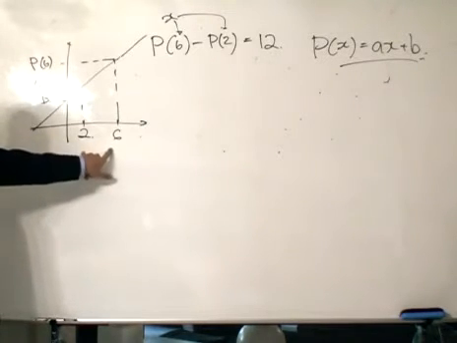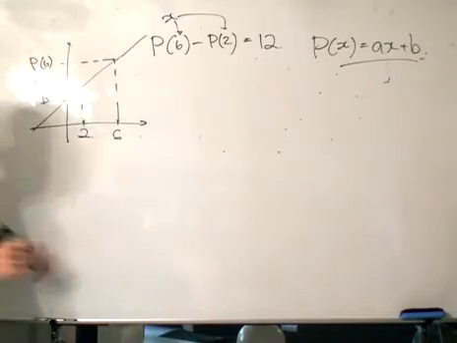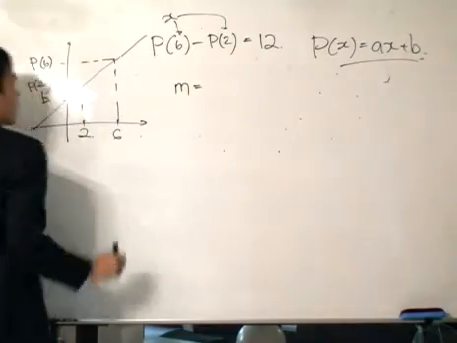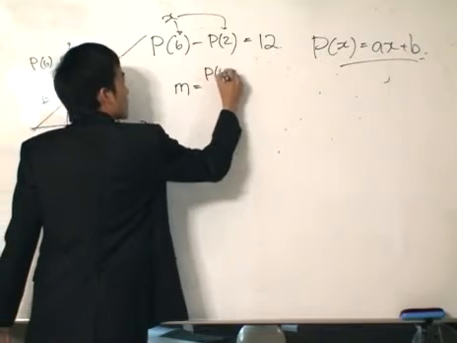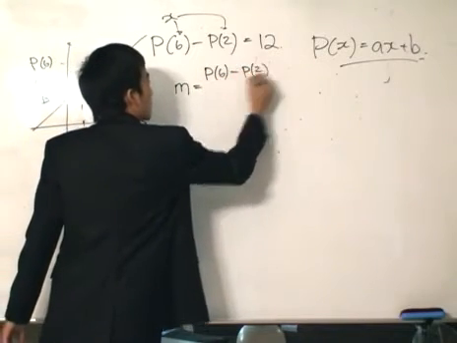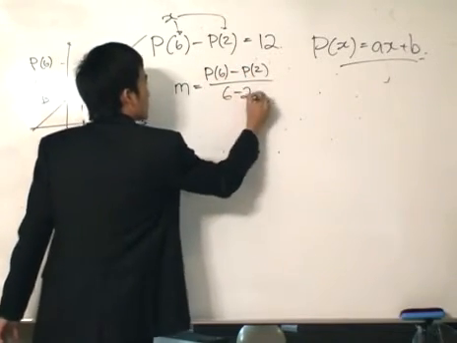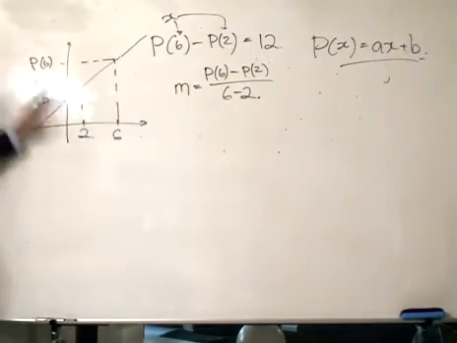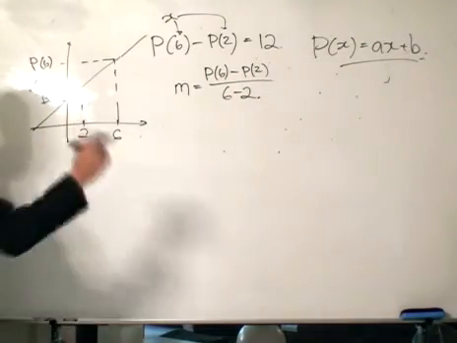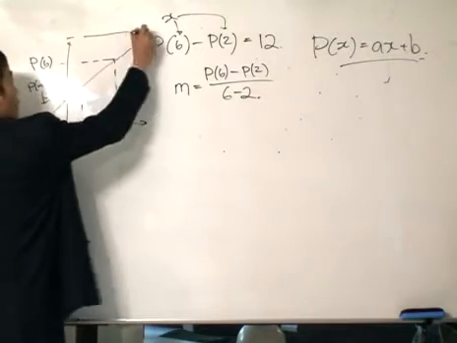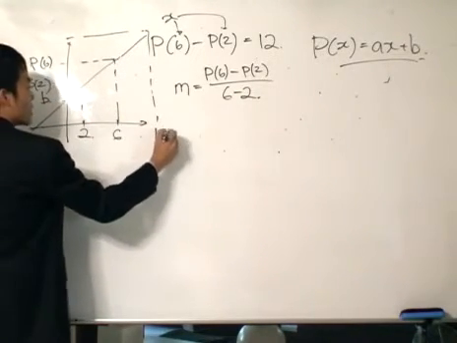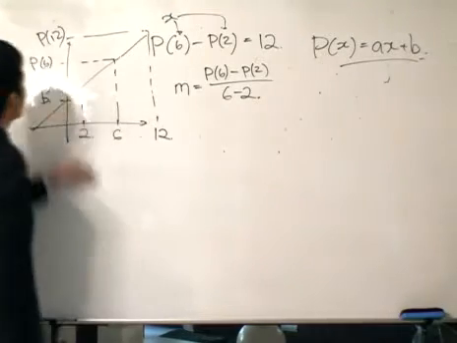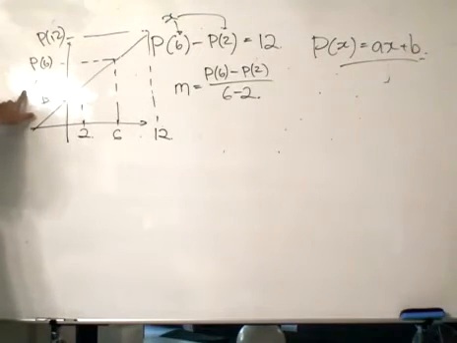If that is a straight line, the gradient would be this subtract by this, divided by this subtract by this. Let's call it m, and we would write P(6) take away P(2) divided by 6 take away 2. So we are simply finding the gradient from what we know: the difference of y values over the difference of x values. But what do we want to find? We want to find P(12) minus P(2).